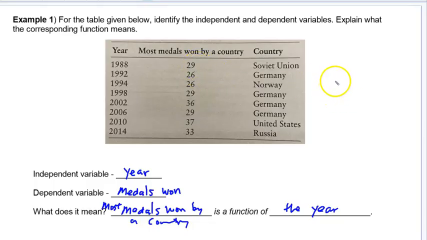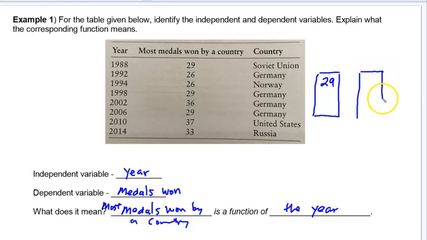Well, here's something about functions that we talked about in Algebra 2, and you probably heard this in Algebra 1. When you have an input, to be a function, you cannot have one input produce two outputs. I'll illustrate this with a mapping diagram. We did these in Algebra 2.